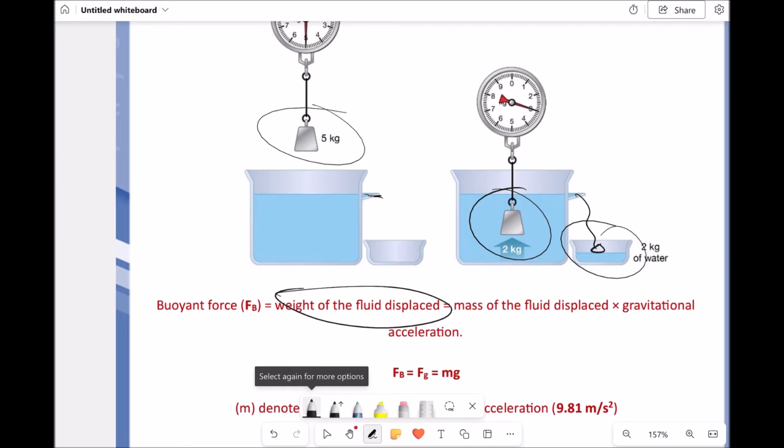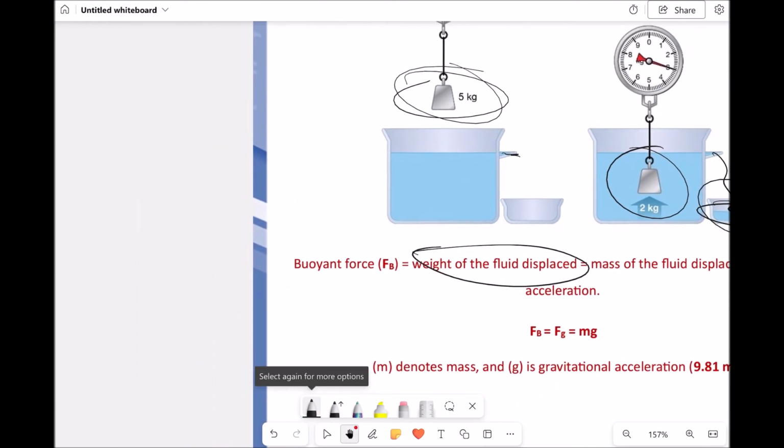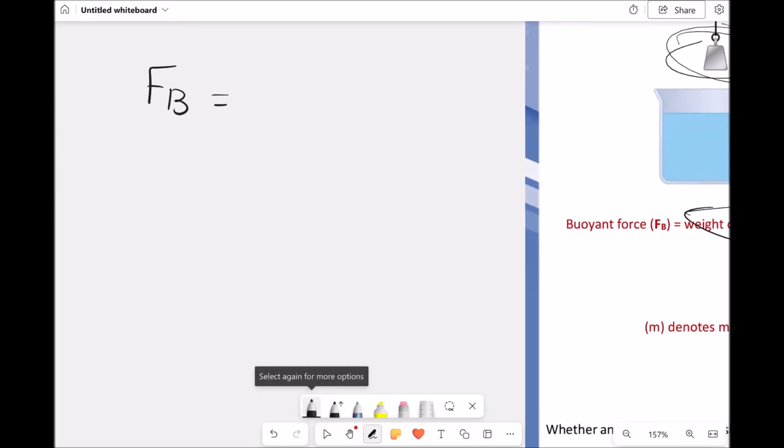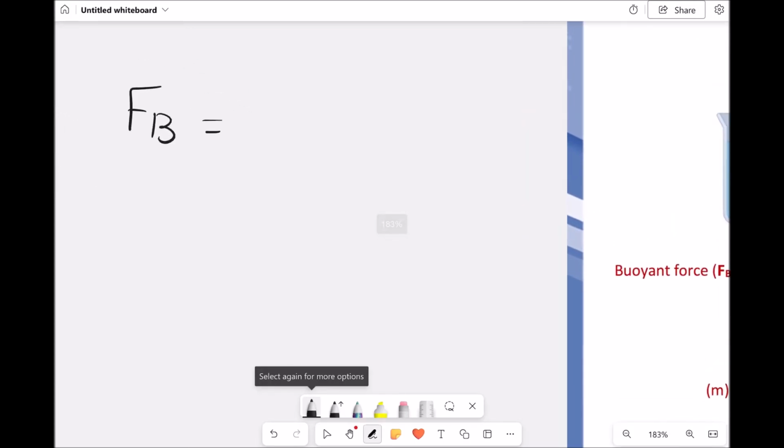Careful, we are not saying that this amount of water is the weight of the object. No, it is the magnitude of the buoyant force that is acting on the object. Careful, okay? So FB is equal to what? Buoyant force is equal to the weight of the displaced water. Let's write it here.